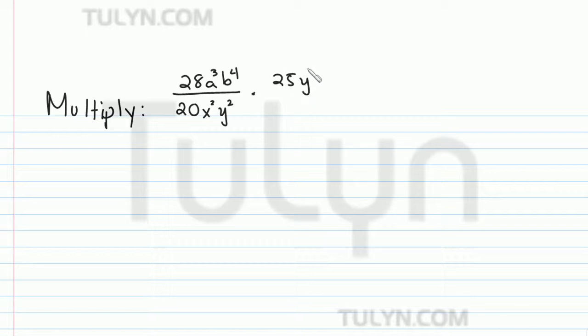Multiply these two rational expressions. So we have 28 a cubed b to the fourth over 20x squared y squared times 25 x cubed y squared over 7a squared b cubed.